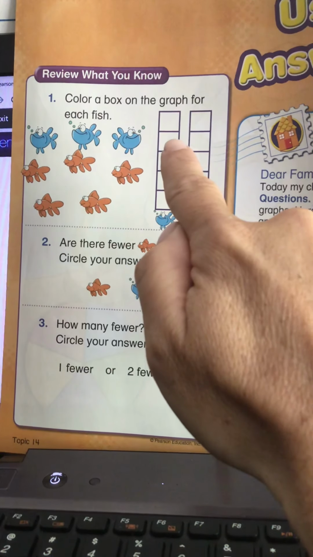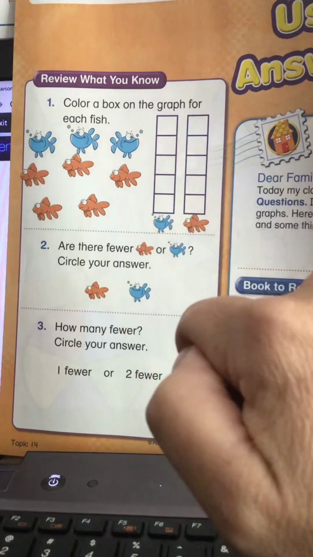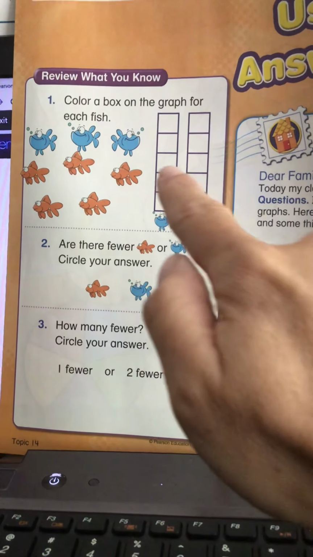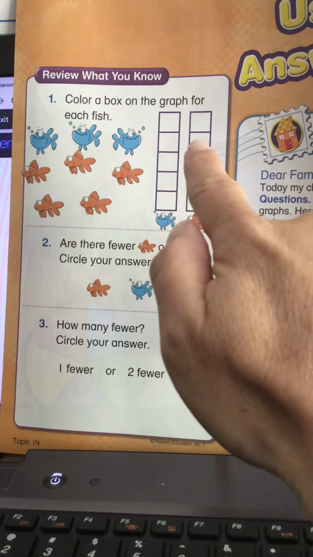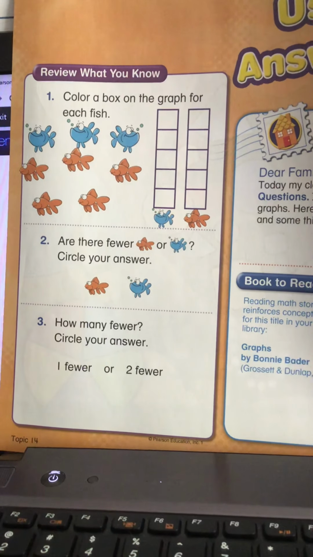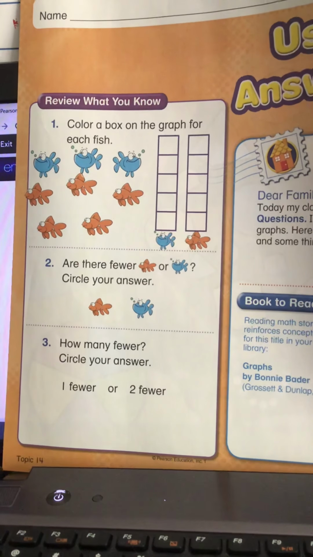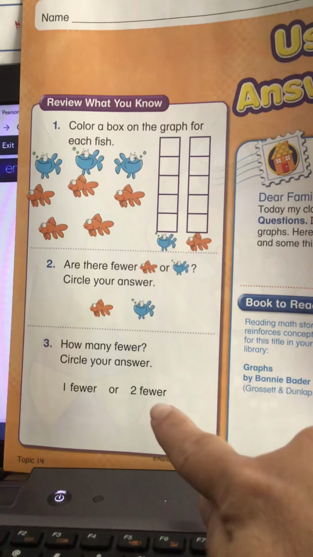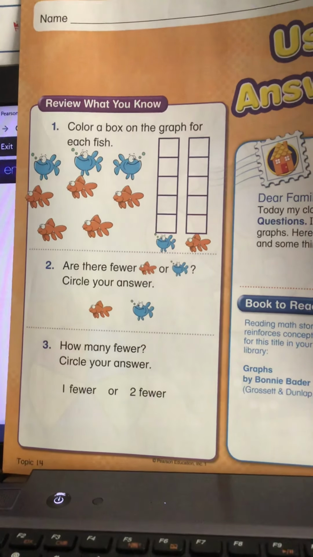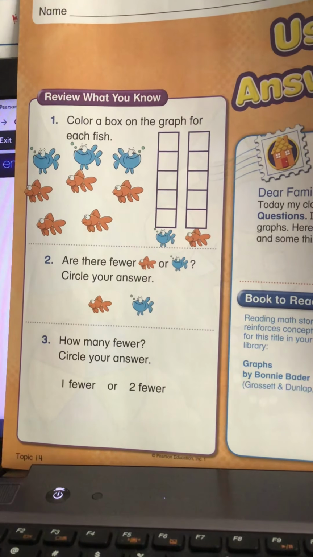Then we get up to here. Your orange block should be colored in, but your blue block should be empty because there was only 3 blue fish. So here we have the extras. Orange has 1, 2. 2 extras, or 2 more than blue. That also means that blue has 2 fewer, or 2 less than orange. So we should be circling 2 fewer. There's 2 extras that show the difference between blue and orange.